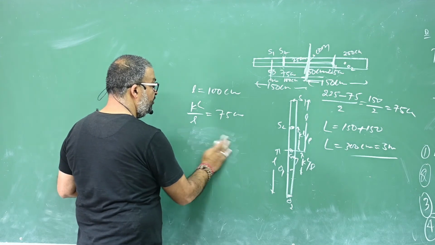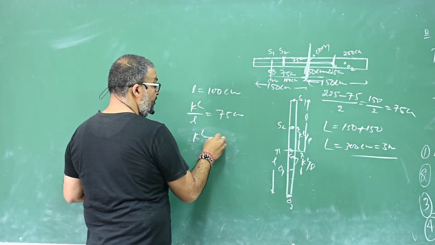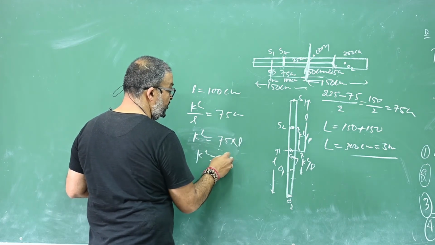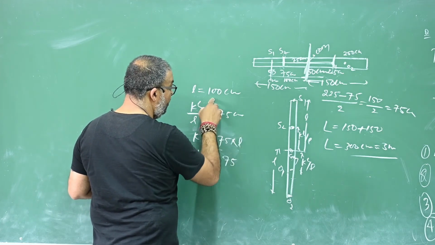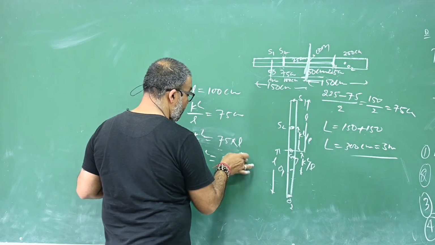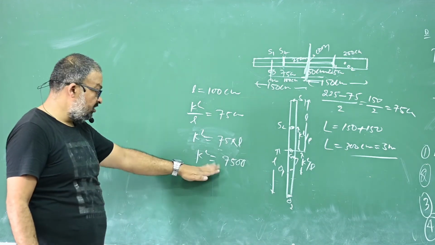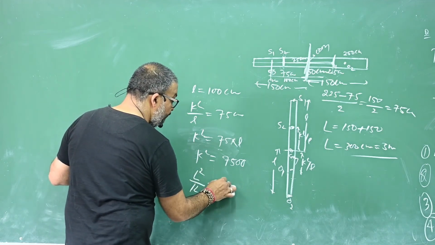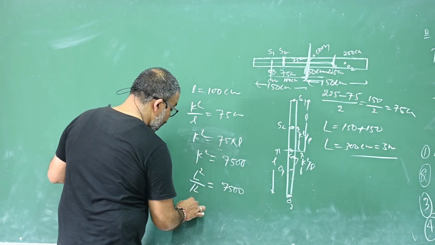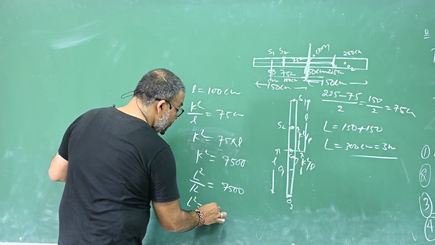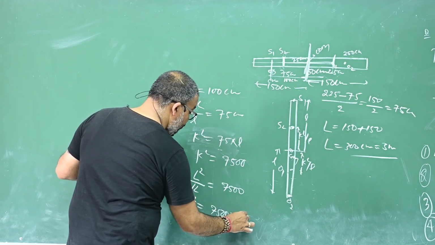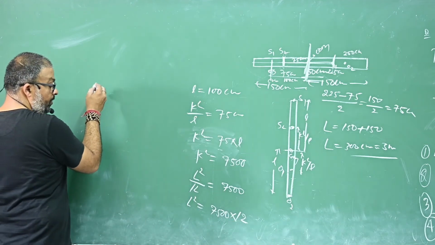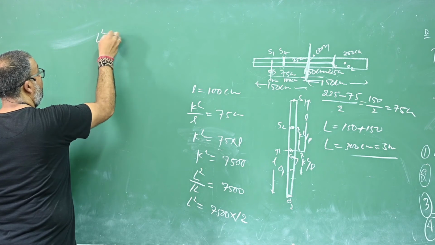From here, you will find out k square, that is 75 into small l. K square is how much? 75, small l is 100 centimeter, so this much of centimeter square. This is in CGS, right? And k square is written as L square by 12, that is equals to 7500. So L square equals to 7500 into 12, right?